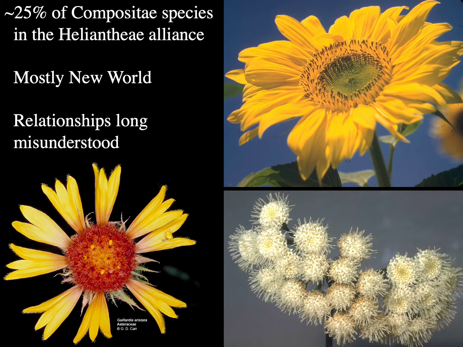And the relationships within the Helianthe Alliance were long misunderstood because of too much emphasis being placed on particular characteristics that I'll talk about. But in general, the Helianthe Alliance takes in broad groups of Compositae that have commonly been referred to as the sunflower tribe, or the sneezeweed group, and the Eupatoriae as well, which is an important member that was only recently recognized to belong to the same clade.